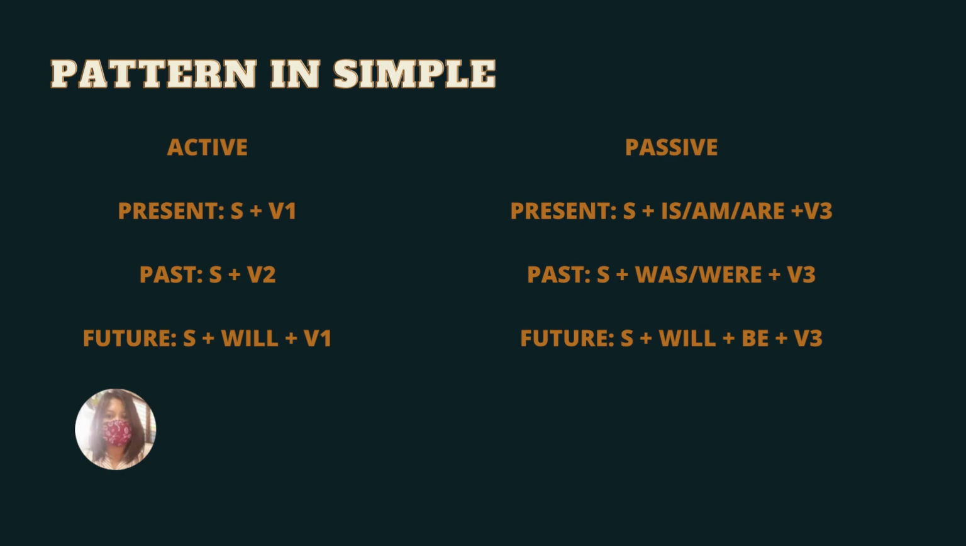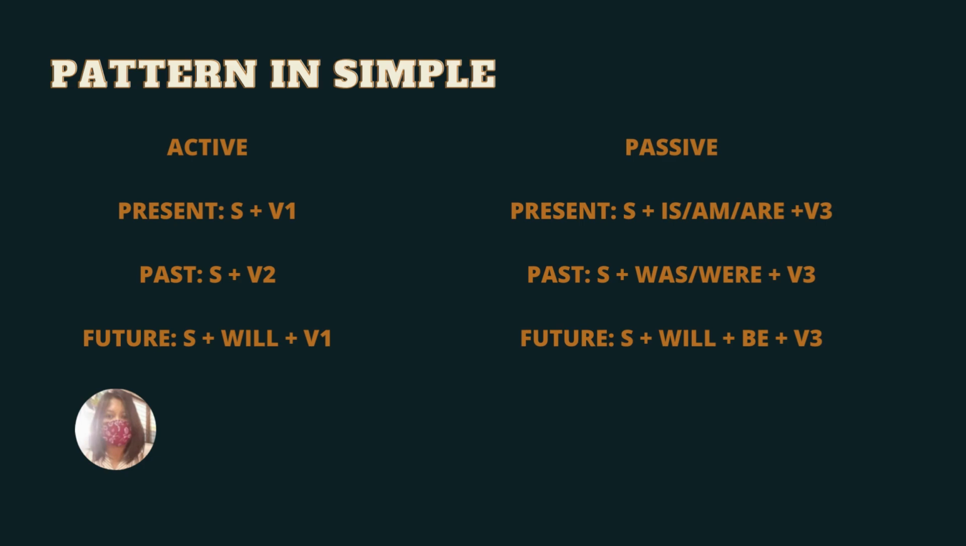And then how about in passive? Passive for past, of course, subject plus to be plus verb 3. In the present, of course, subject plus to be plus verb 3 too. And in the future, of course, subject plus will plus be plus verb 3. Remember, passive always uses verb 3. And because this is simple, just remember you are going to use to be.